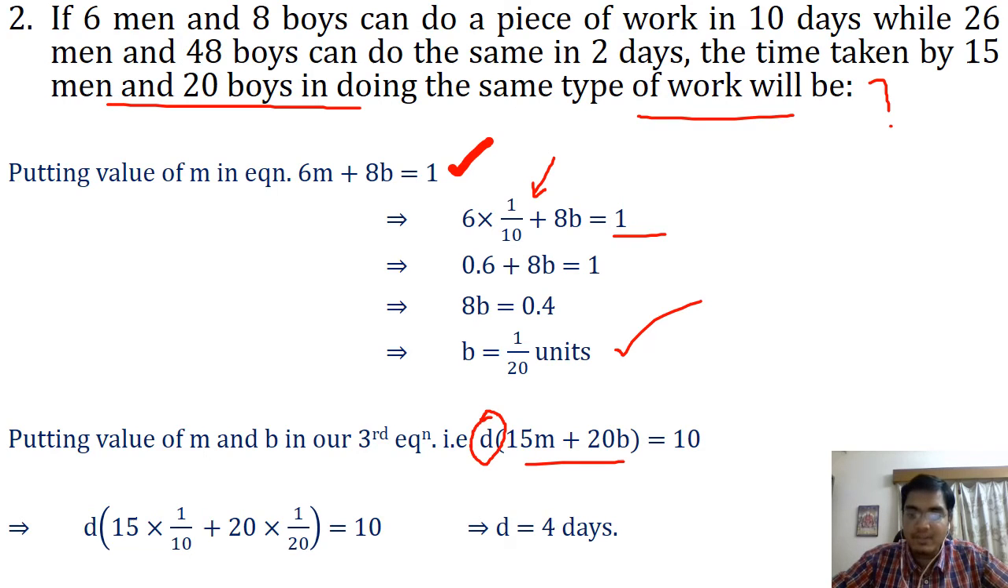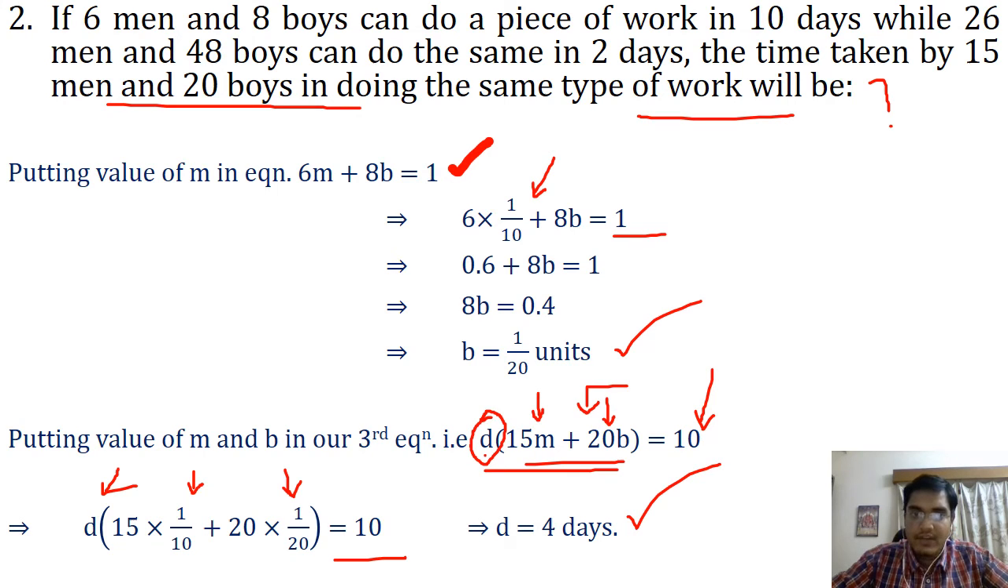So 15M + 20B is the 1 day work, multiplied by d, so this is my total work, and my total work was assumed to be 10 units. So we'll put our value of M and B in this equation. We get (15 into 1 by 10 plus 20 into 1 by 20) multiplied by d equals 10. So from there we get d equals 4 days. So 15 men and 20 boys can finish this work in 4 days. This is how we need to approach our problem.